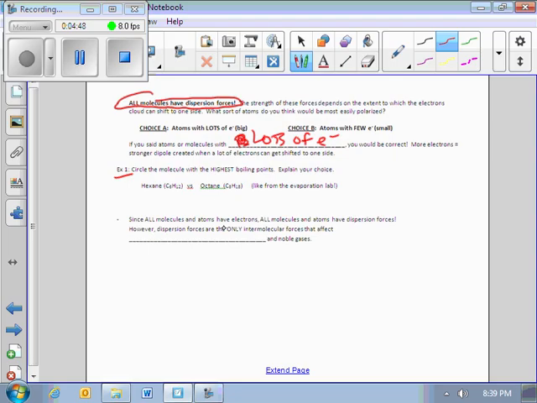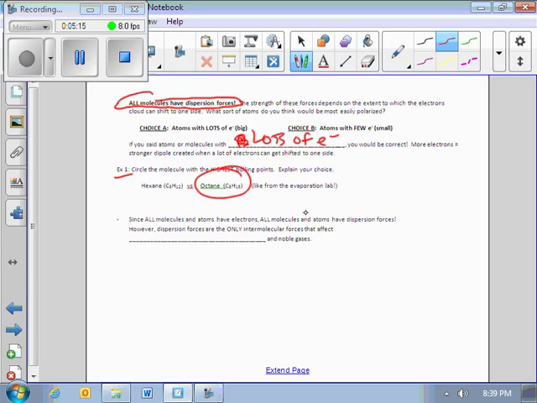Okay, so now I'm going to continue. I hope that you went through this problem and that you picked octane. Why did you pick octane? Well, it's a bigger molecule. C8H18 has more atoms, so that means more electrons, so it has more opportunity to be polarized, or for the electrons to shift to one side or the other, okay? So the more electrons, the bigger the molecule, the greater the dispersion force, okay?